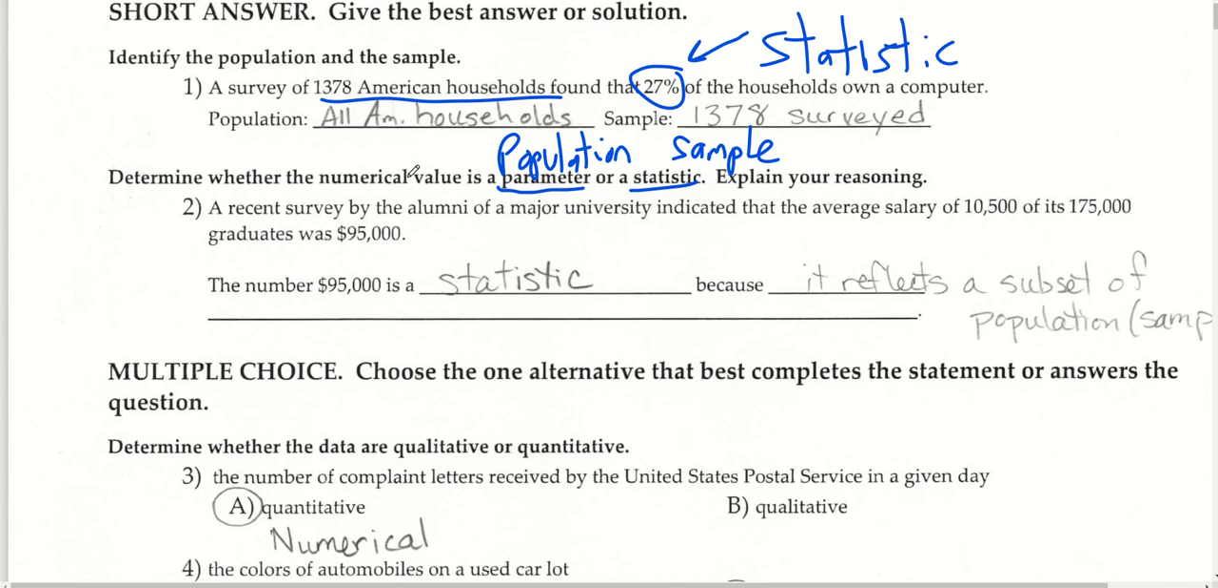Here it says a recent survey of the alumni of a major university indicated that the average salary of $10,500 of its 175,000 graduates was $95,000. So if the question is about whether the number is a parameter or statistic, all we need to determine is, well, is that number describing the population or describing the sample? Here, this was a sample of all of the graduates from this major university. Because that $95,000 is describing the sample, that means that it's going to be a statistic. So that one should be a statistic.